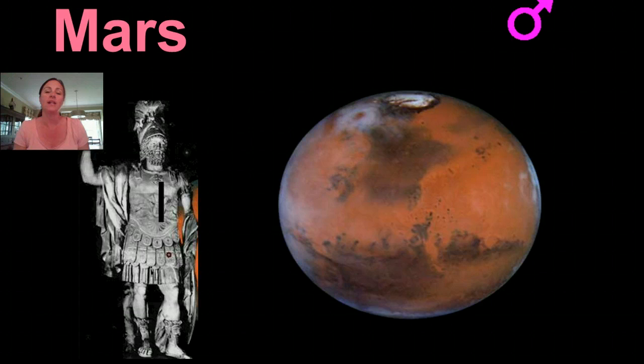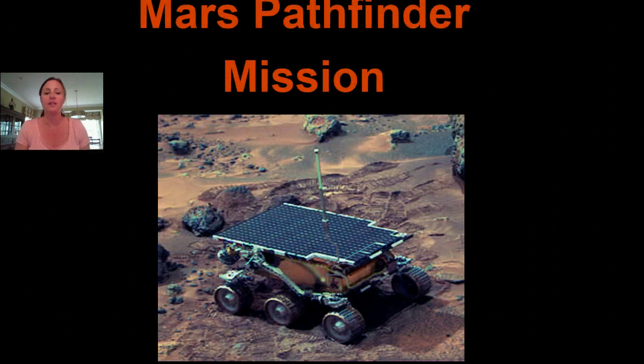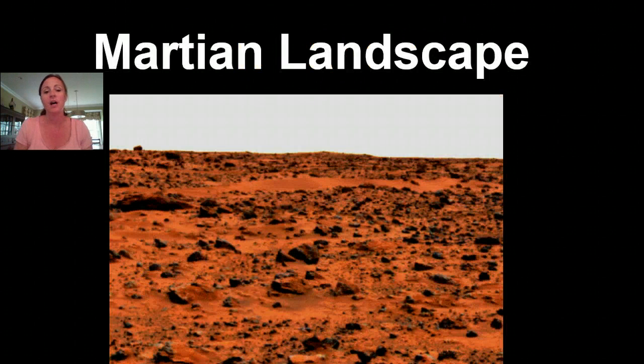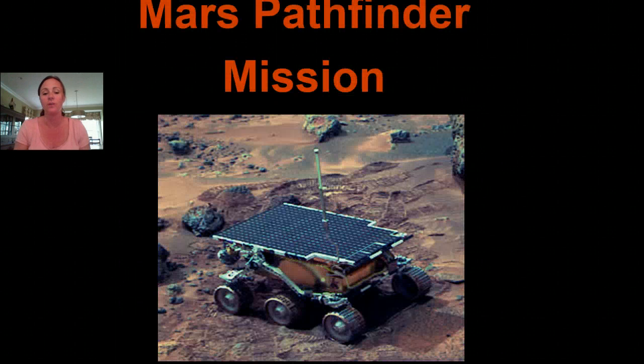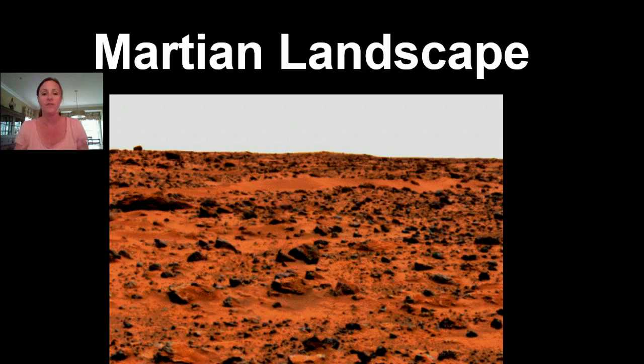Moving on, we get to Mars. Now, Mars is one of the closest planets to us, and therefore we've been able to send different robots and different scientific tools and instruments to help us get information from Mars. This is a picture of the Martian landscape that this rover was able to transmit back to Earth to give us an idea of what the Martian landscape is made up of.